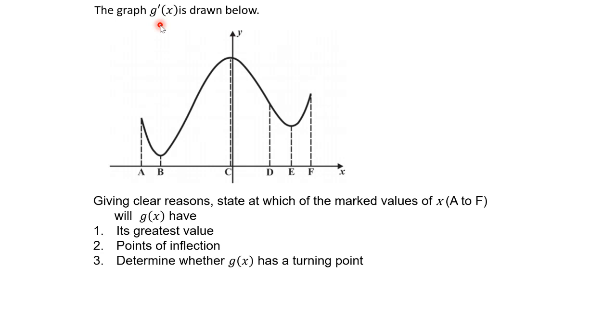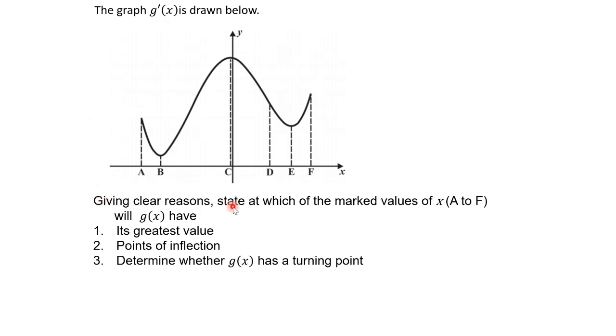Too many people think, like when I ask you, where is the function decreasing? You go, from A to B or C to E, but that is g of x. Okay, you now have to put in your brain g dash x. So you've got to be thinking, what is this graph telling me in terms of the derivative? Okay, so let's have a look at the question.